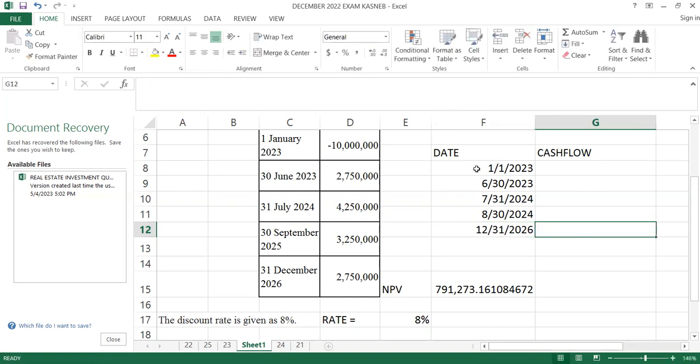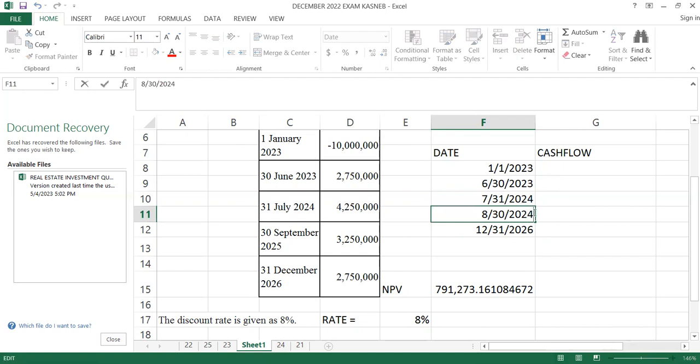You see, the first date is 1st of January, 2023. 6/30/2023. We start with the month: 6/30, 7/31, 9/30, 12/31. We have 23, 23, 24, 25, then 2026.